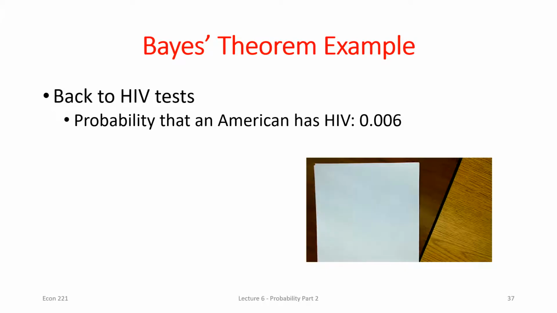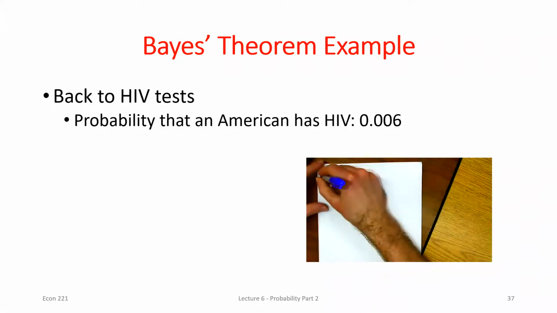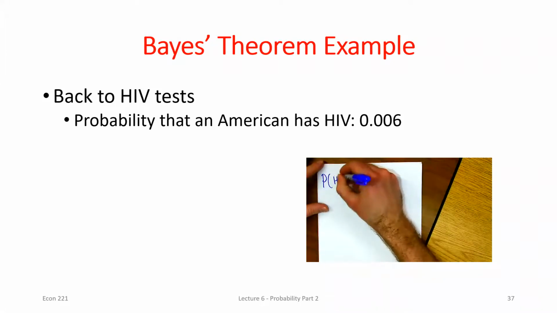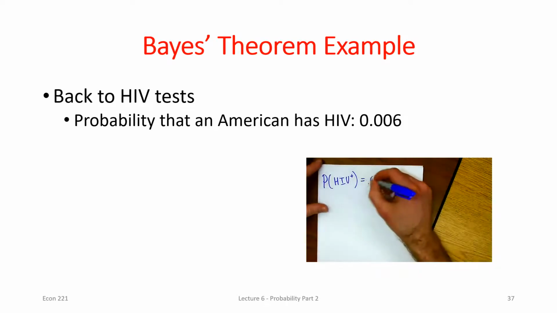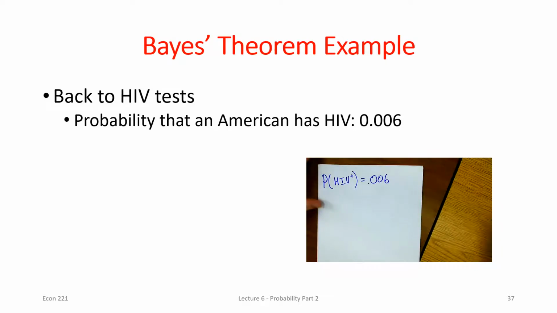So I'm going to try to write this big. If it's too small, make sure you ask me to clarify. But let's say the probability that if I chose an American at random today, that they have HIV is about 0.006. Right? You can go out and Google, that's about what it is. I tried to make these real. So the probability that if I just choose someone at random, that they're HIV positive is 0.006.